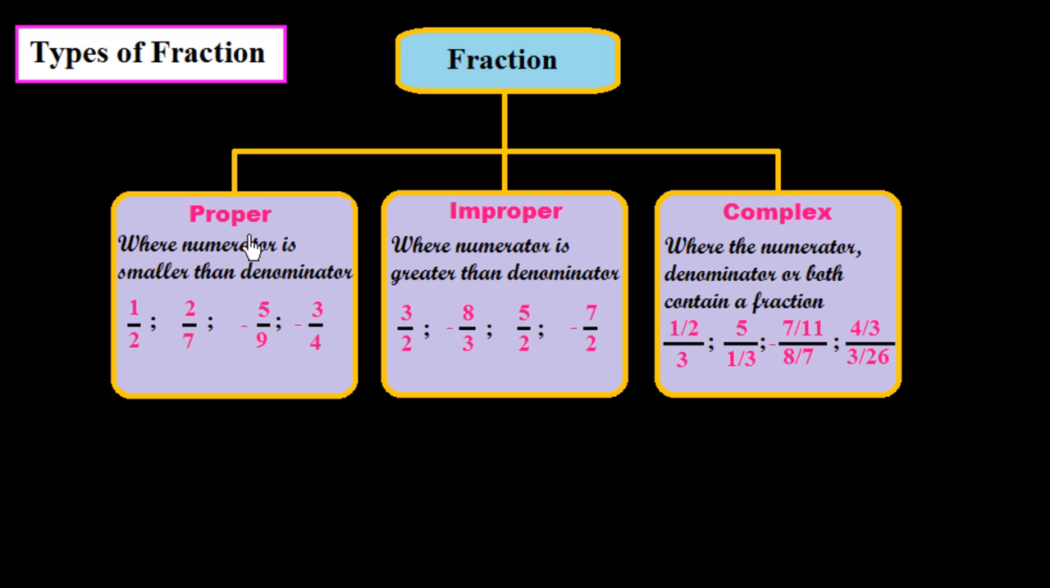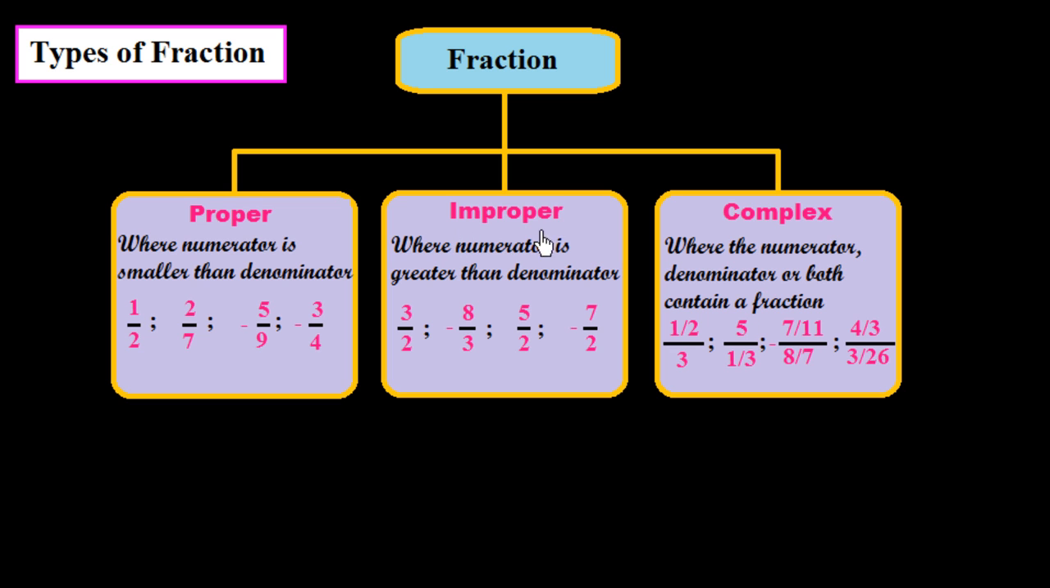So what is a proper fraction? Where the numerator is smaller than the denominator. The numerator, the upper part, is smaller than the lower part. So it is called a proper fraction. Here you see 1 over 2, 1 is smaller than 2. 2 over 7, 2 is smaller than 7. Minus 5 over 9, 5 is smaller than 9. Minus 3 over 4, where 3 is smaller than 4. So these are all called proper fractions. The value of a proper fraction always lies between minus 1 and 1.